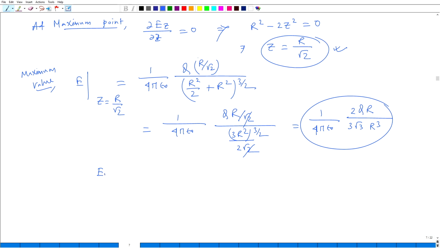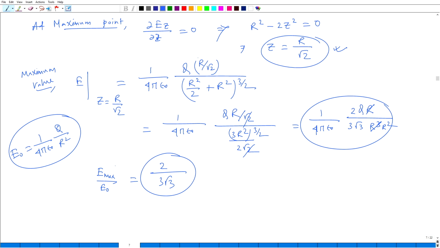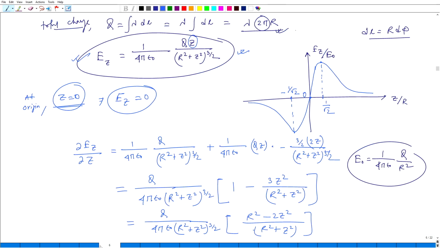Now we divide E max by E naught, where E naught is 1 over 4 pi epsilon naught, q over r square. So E max over E naught is 2 by 3 root 3. Just check this one. Yes, this is the maximum value in the graph, and this value is 2 by 3 root 3.